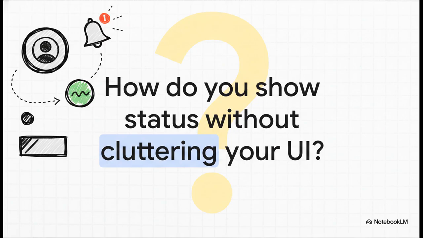So think about it. You've got a button, maybe a user avatar, or just an icon, and you need to signal something to the user, right? Is it a new message? Is someone online? How do you do that without just plastering text all over the screen and ruining your clean design? It's a classic problem for any developer.